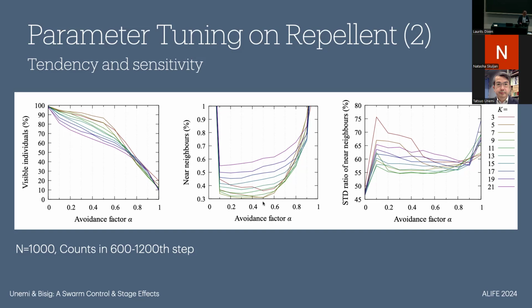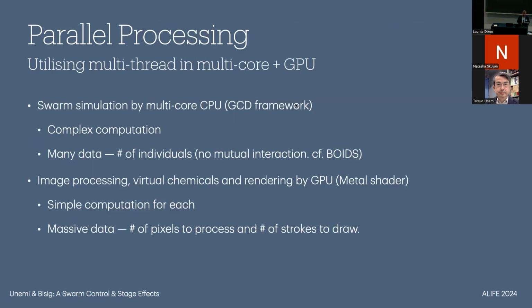Of course, this application strongly relies on the power of computation. So we were very happy to use such a powerful computer with multi-core and GPU. The swarm simulation itself is a little bit complicated, so we are using a multi-core CPU. The Mac Mini has 10 cores, which is enough, and it can manage more than some thousands of agents. Rendering, image processing, and the simulation of the distribution of attractants and repellents are calculated on the GPU. It is very powerful.